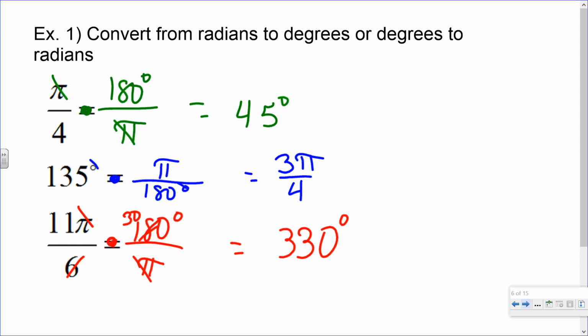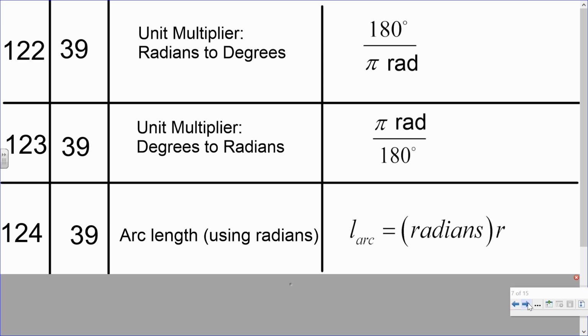So those conversions all worked, which they should. We could have used 360 over 2 pi and 2 pi over 360 for the unit multiplier. We just simply reduced it. That's why we've got the 180 and the pi. So any questions with that part? Okay, next formula is this one down here.